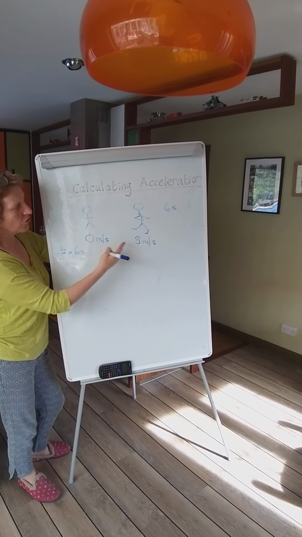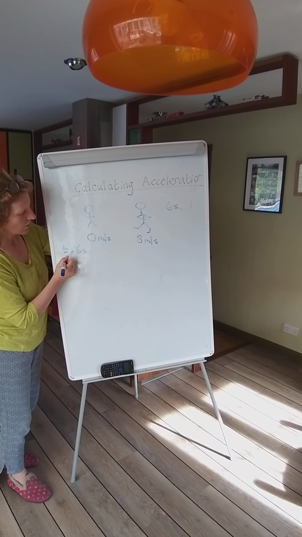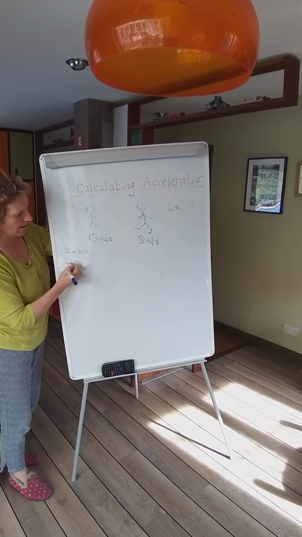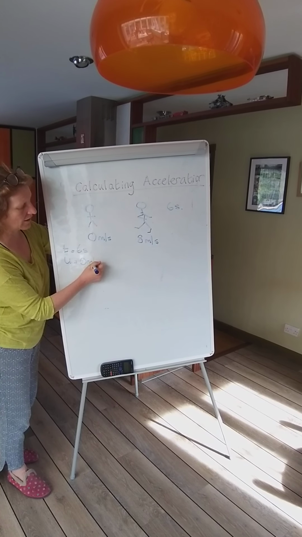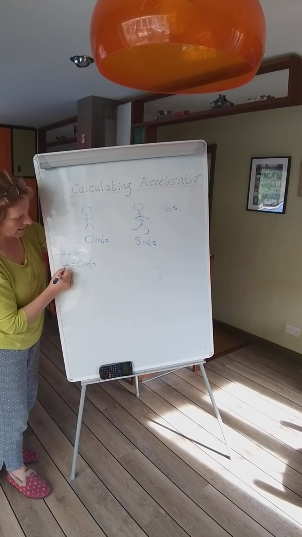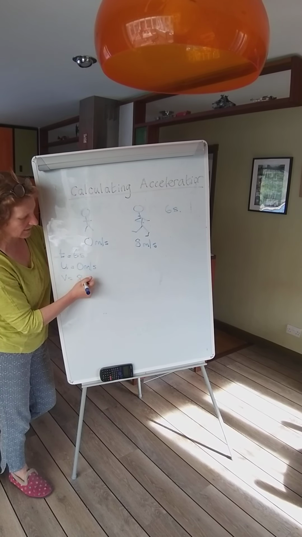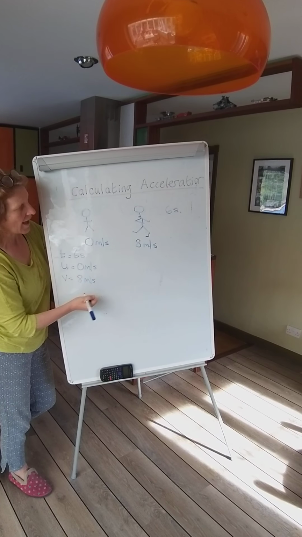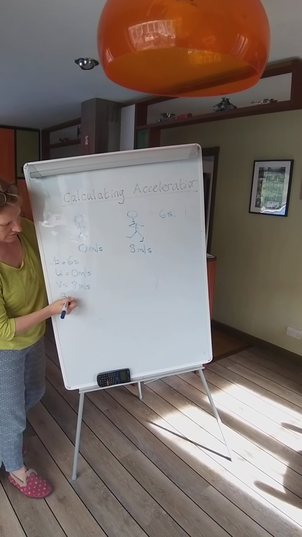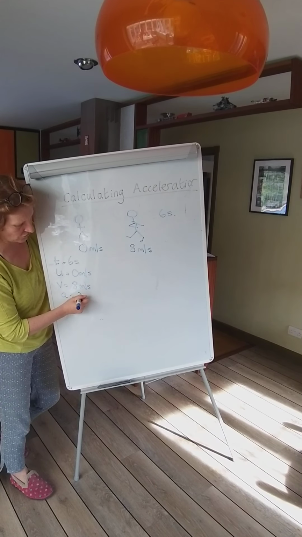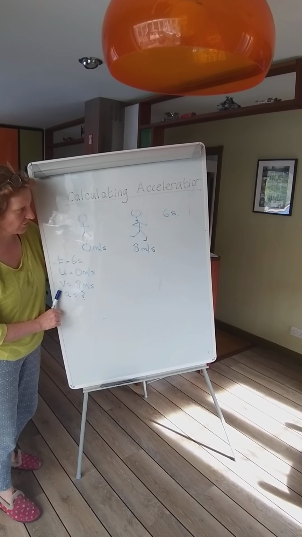Now, we've got 2 different speeds here, so we need 2 ways of sorting that out. So we use a symbol U, that means starting speed. And in this case, it's 0 meters per second. And then we use V to show final speed, which in this case is 8 meters per second. And our question is we want to calculate the acceleration. So A equals question mark.